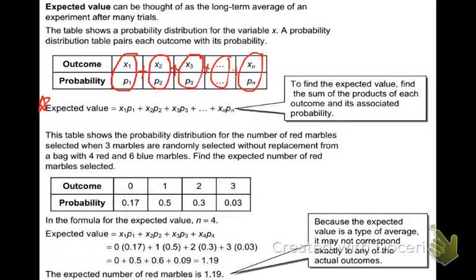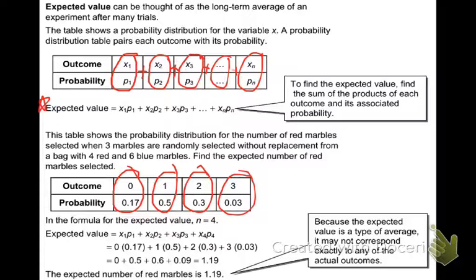For example, this table shows the probability distribution for the number of red marbles selected when 3 marbles are randomly selected without replacement from a bag with 4 red and 6 blue marbles. Find the expected number of red marbles selected. So 0 came out 17 times out of 100, 1 came out 50 times out of 100, 2 came out 30 times out of 100, and 3 came out 3 times out of 100. Does that make sense? Out of 100, right?